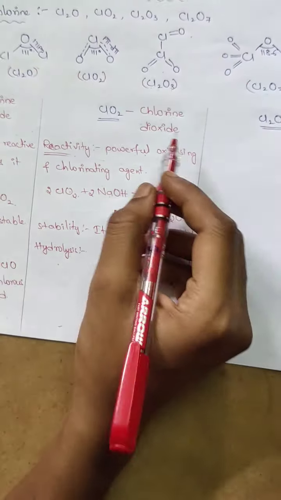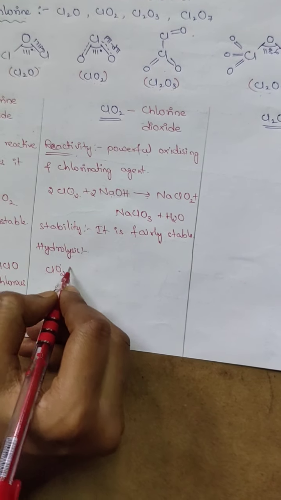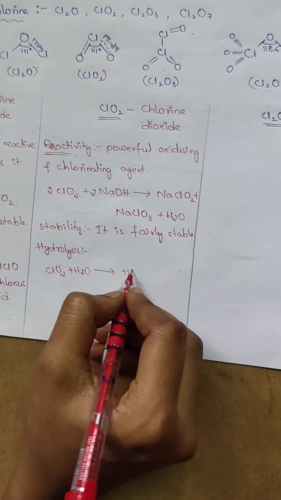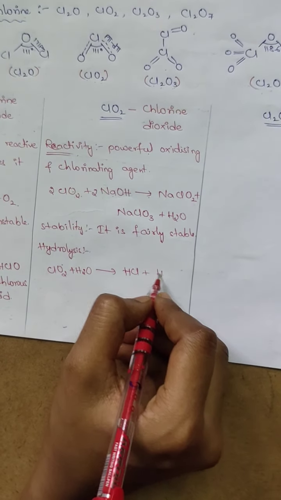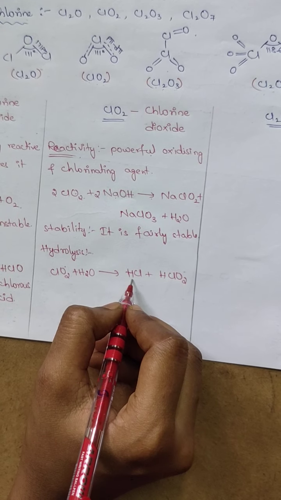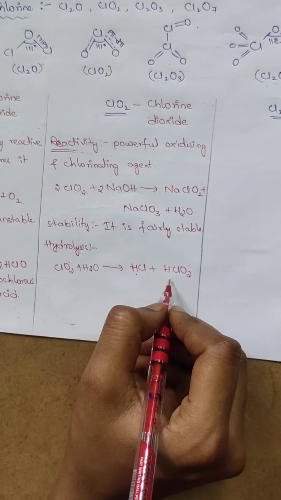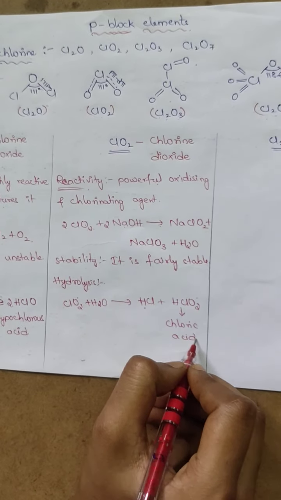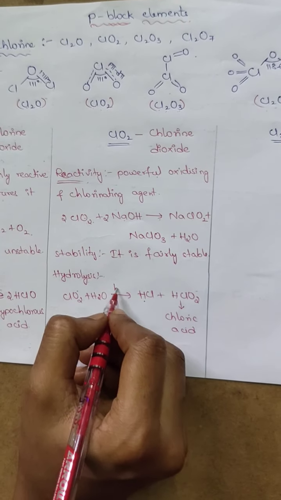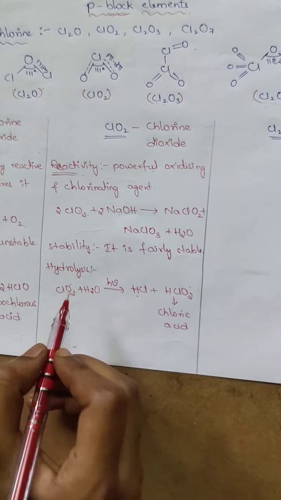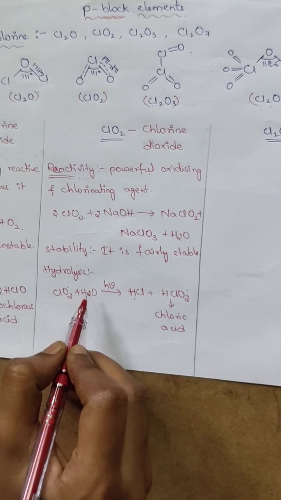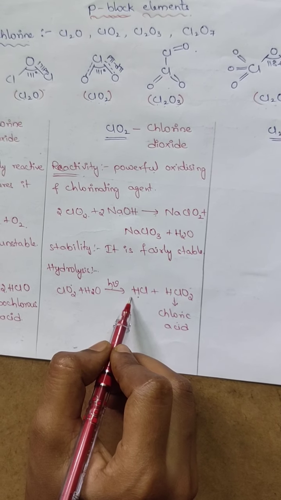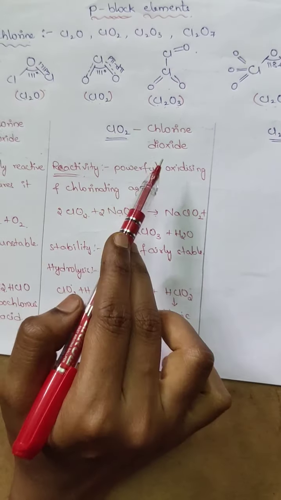Whenever this chlorine dioxide dissolves in water, we are getting HCl plus HClO2, meaning this is hydrochloric acid and this is chlorous acid. The total reaction is photochemical decomposition. Whenever chlorine dioxide dissolves in water, it undergoes photochemical decomposition and gives chlorous acid and hydrochloric acid. This is about chlorine dioxide.